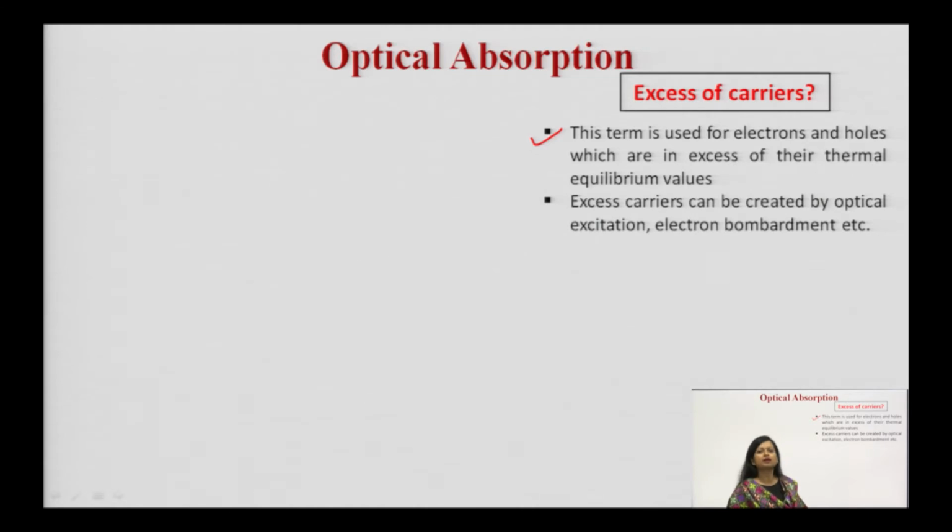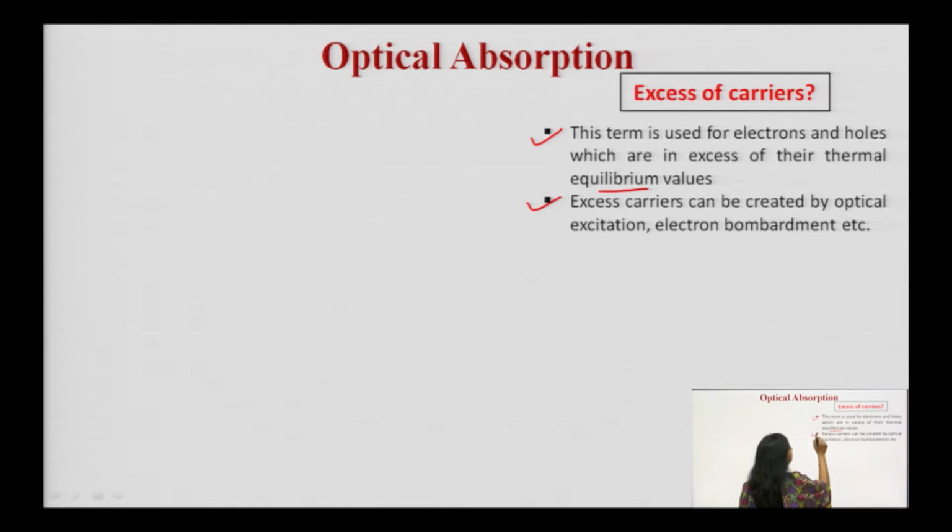Depending upon the type of semiconductor, whether it is an N-type or a P-type semiconductor, the names of the charge carriers vary. In an N-type semiconductor, the majority charge carriers are electrons, while in a P-type, the majority charge carriers are holes. The minority carriers are holes in an N-type semiconductor and electrons in a P-type. So, this term is commonly used with reference to electrons and holes which are in excess of their thermal equilibrium values. You must remember that for the thermal equilibrium values we represent n naught and p naught.